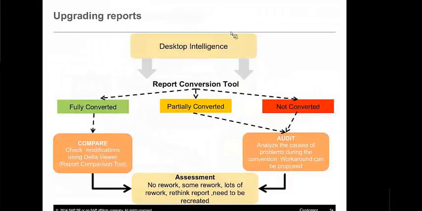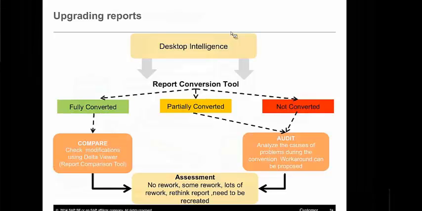So once you run the conversion tool, the report conversion tool basically has 3 potential results. The first result, and that's the one that we would love to see the most, is the fully converted one. So all you have to do then is compare, have some additional checks, have an assessment by the business user, the business owner, acceptance test, and sign them off.